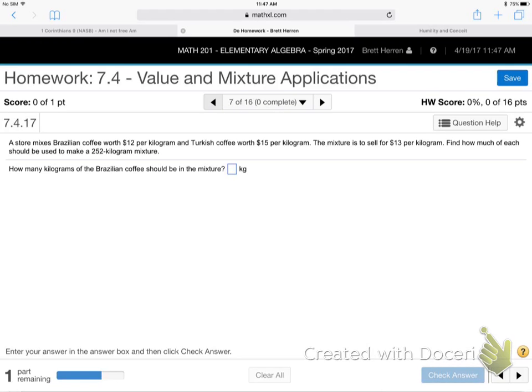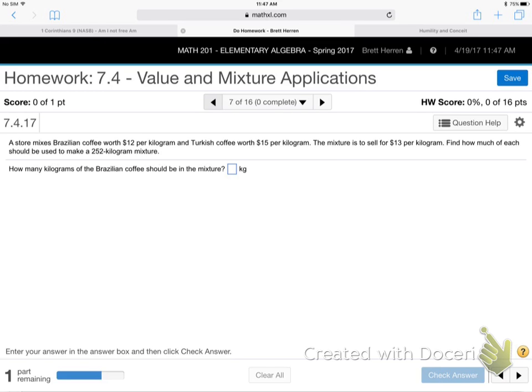Okay, let's take a look here. So, the store mixes Brazilian coffee, $12, $15, and so on. Now, here's the question. This one has money in it, and it talks about mixing, kind of both. That's what's a little bit confusing about this one. There's money, clearly, so you might think at first, oh, it's a money problem. I got to do the money thing, where I make the first equation have no money and the second one have all money. But no, actually, it's a mixture. It's just mixing things of monetary value.